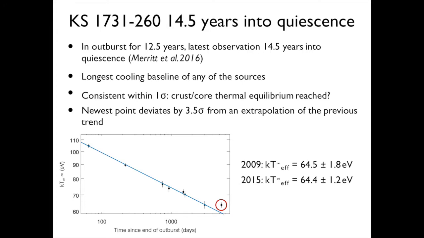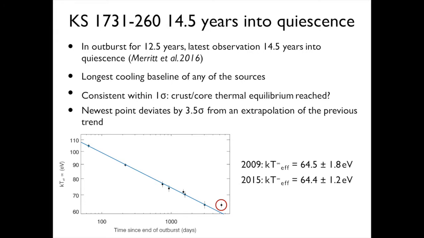So the 2009 temperature was 64.5 eV, and in 2015 we got 64.4 eV. The spectrum also looks identical. There's no change in spectral shape. It certainly seems that the temperature has remained the same. And if you ask how many sigma away from this extrapolation this data point is, it's about 3.5 sigma away from continued cooling. So it seems that cooling has stopped in this object.